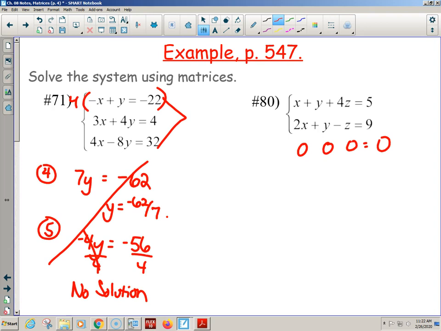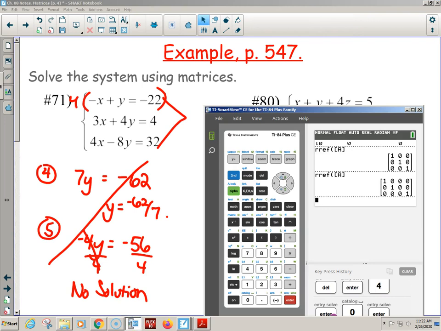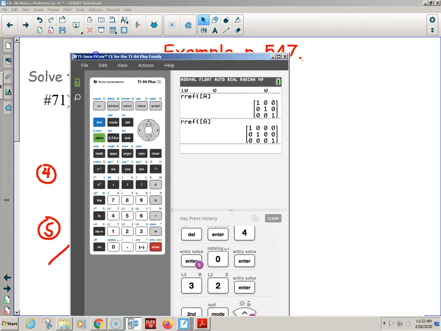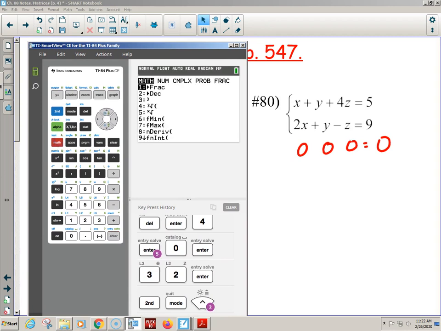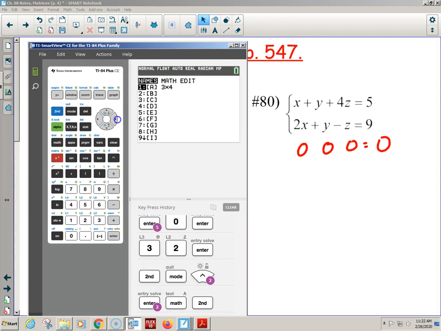And the question is just, what do you get and whether or not it's false? And if it's not false, what does it mean? If it is false, we're done. No solution. So now we have a 3 by 4 again.